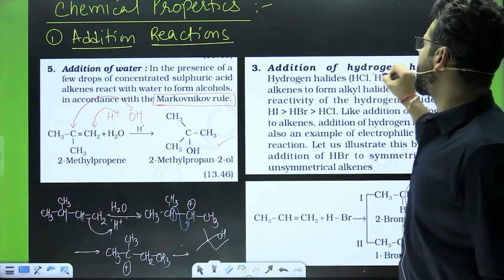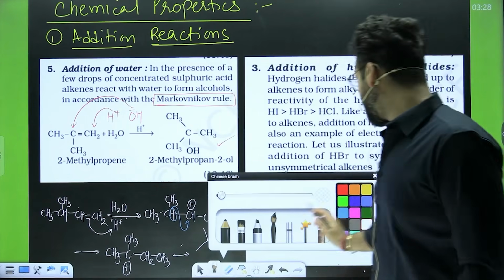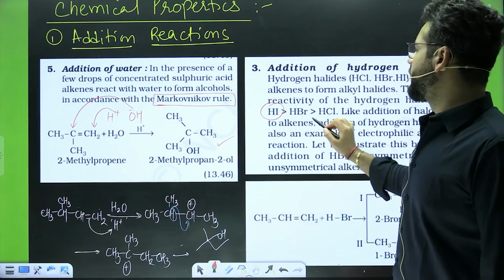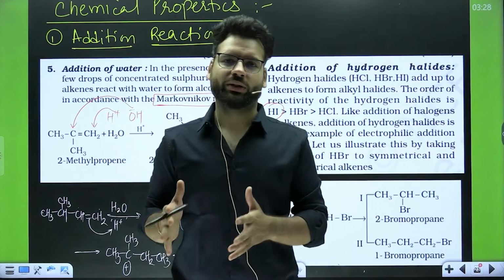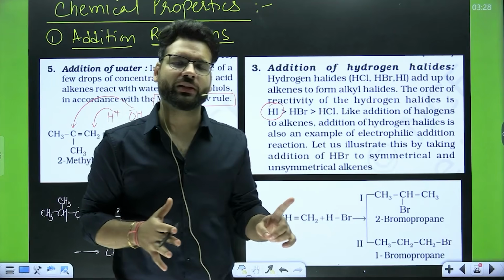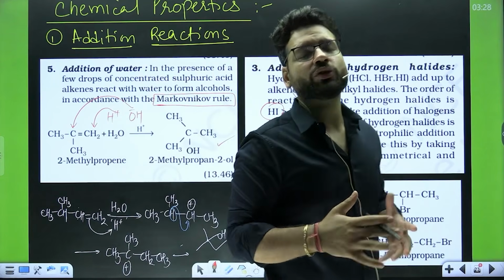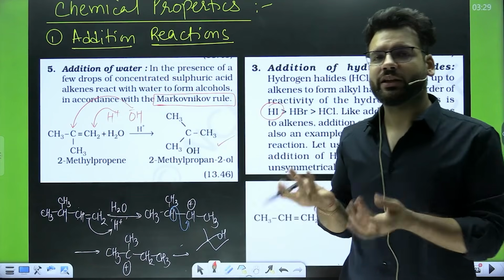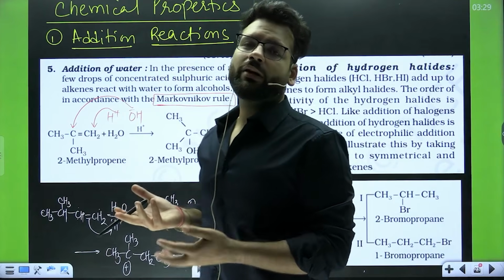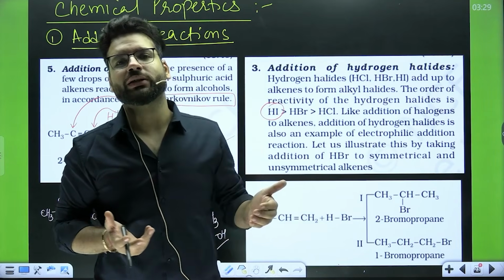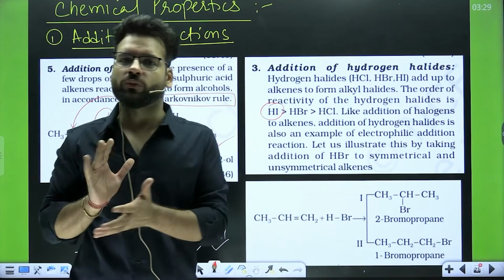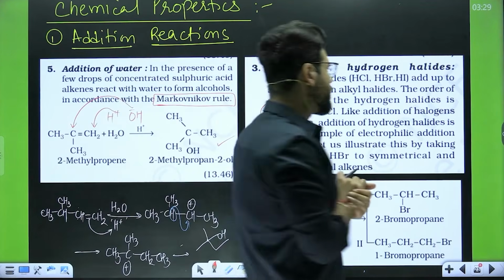The same thing happens in the addition of HBr, HCl, HI. HI will add most readily whenever the reaction comes with hydrogen halides. HI will be the best reactant because HI is most acidic in nature. It can easily give its H+. But when the reaction comes to halogens as a reactant, then fluorination will be faster, and iodination will be super slow. Okay, so this is the one.